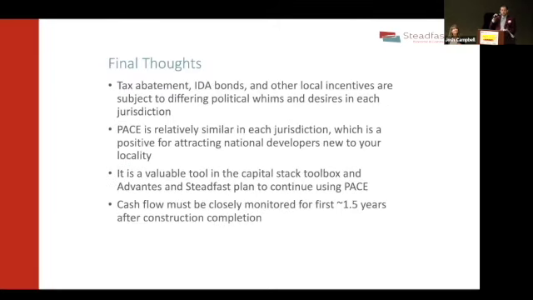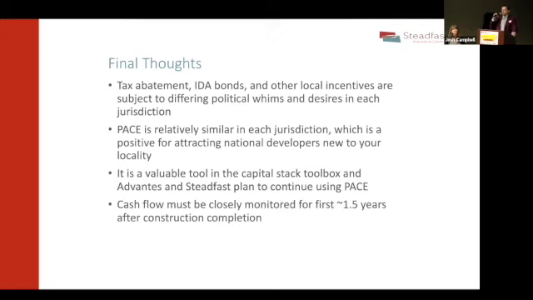Next slide, please. So final thoughts. And this kind of speaks more to PACE in general in Missouri, coming from someone that works with national developers. Tax abatement, IDA bonds, and other local incentives are subject to differing political whims and desires in each jurisdiction. And what I mean by that is, until you get someone boots on the ground, you don't know if a community, maybe they don't like TIF, they want to encourage SIDs, or if you're in a certain area, you're not going to get tax abatement, you're not going to get assistance. You just don't know. Everyone's different. It's constantly changing with different people in power.